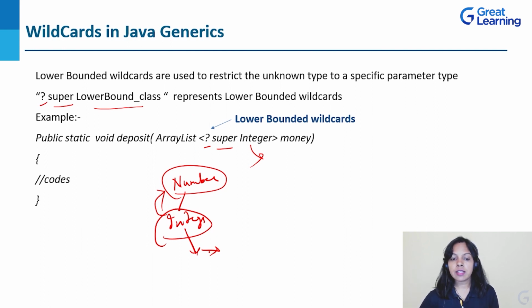So the other subclasses of Integer, if at all they exist, will not be applicable as a type for this parameter money in this ArrayList. Okay. Suppose let's assume that the Integer class has a subclass, maybe XYZ. Now the XYZ type cannot be for the type money, for this ArrayList. It has to be only the class Integer and its one superclass, that is in this case Number. Fine. So this is the whole logic of using lower bounded wildcards.